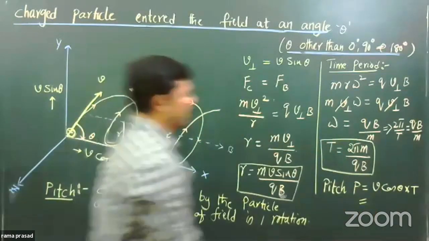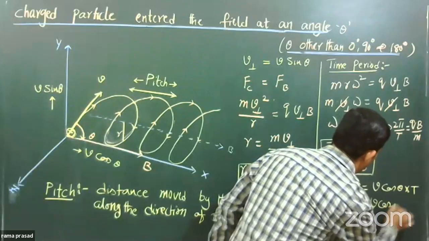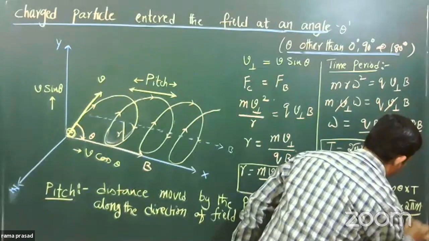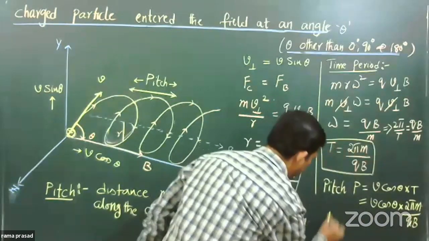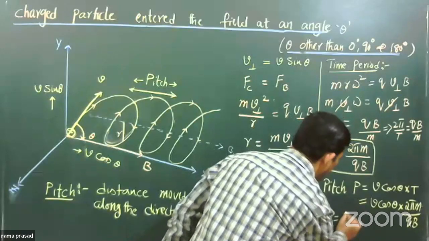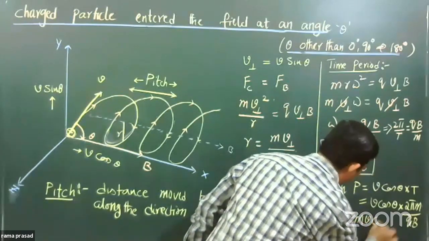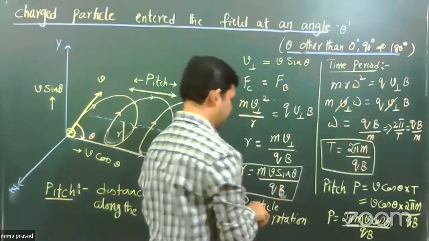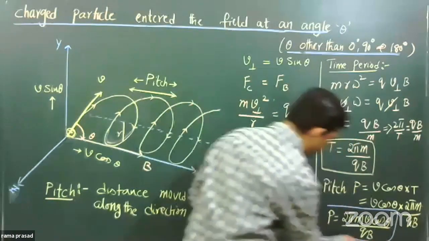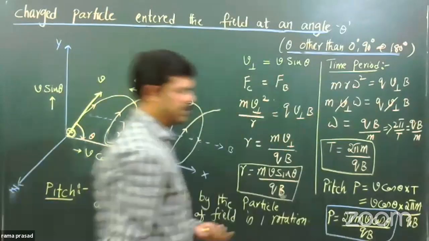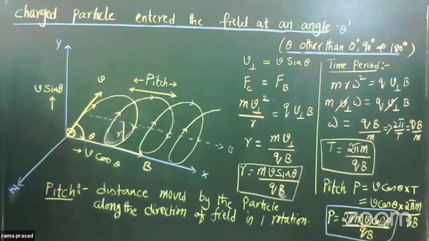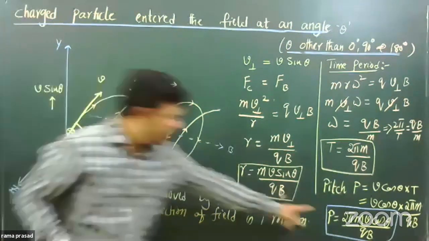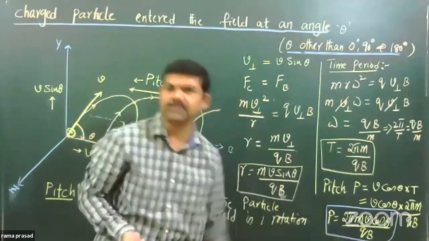What is T here? v cos theta into 2 pi m by qB. So totally, what is it? 2 pi m v cos theta by qB. That's it. This is the pitch. So based on this question, on this concept, you may derive an expression for pitch.